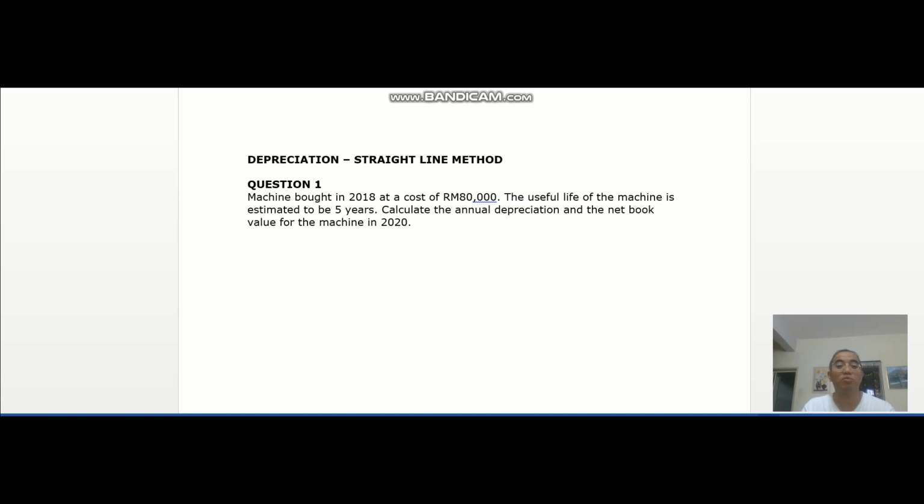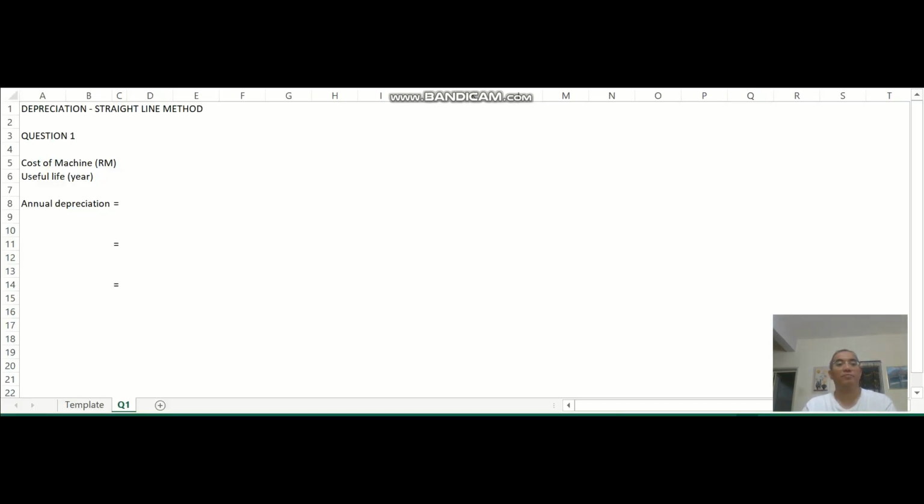Question number 1: a machine bought in 2008 at the cost of 80,000 ringgit. The useful life of the machine is estimated to be 5 years. Calculate the annual depreciation and the net book value for the machine in 2020. Let me open the Excel first. I made a template so we can save some time.